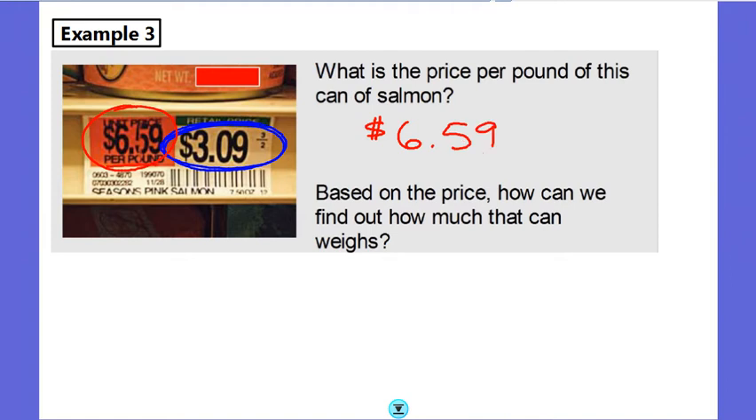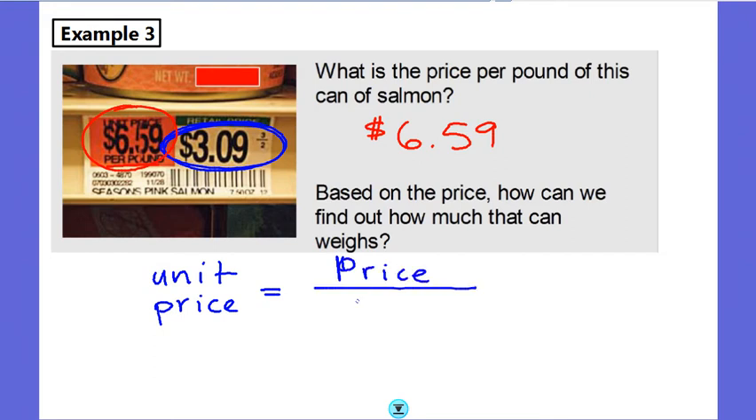It says per pound. Now, based on the price, how can we figure out how much that can weighs? So I have the price that I'm paying for this can, and I have the price per pound. So I'm going to use the same formula I had from my Cornell notes. I have the unit price on the left side is equal to the price on top divided by the amount.